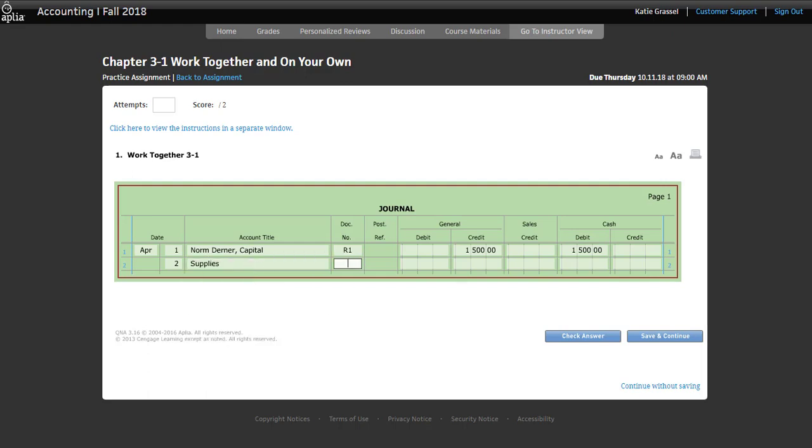What was my source document? C1. C stands for check. C check, C cash, C credit. If you remember that, that will help you enormously, because you know that cash is being credited $375, so therefore that tells you supplies must be debited.